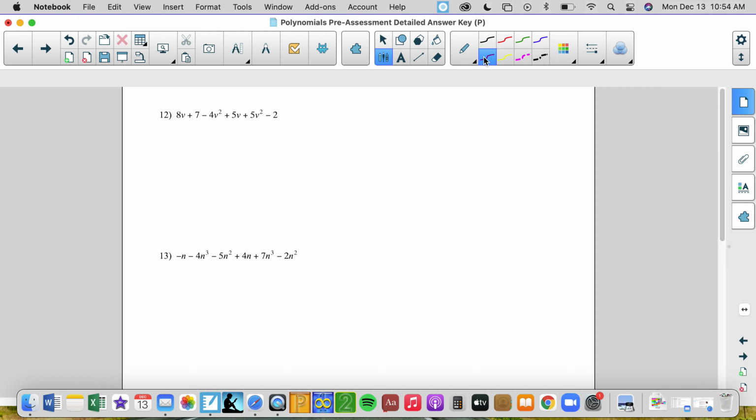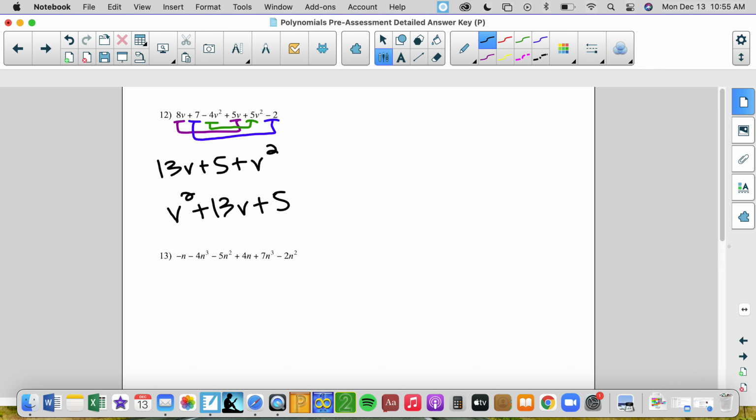Last couple. I think we go up to 15, I think. 8v, 5v, 7, and negative 2. Negative 4v squared, positive 5v squared. And that gives us 8v and 5v makes 13v. 7 and negative 2 makes positive 5. Negative 4v squared and positive 5v squared gives you positive v squared. V squared plus 13v plus 5.